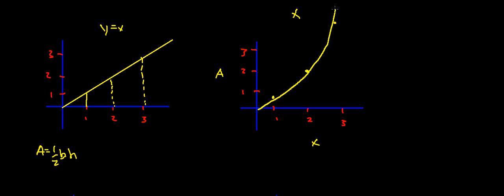Put these together, and it looks very much like y is equal to x squared. But it's not quite y is equal to x squared because it's half of it. If it was y is equal to x squared, it would be 1, 4, and then 9. But I've got 1/2, 2, and 4.5. So this is the graph of y is equal to 1/2 x squared.